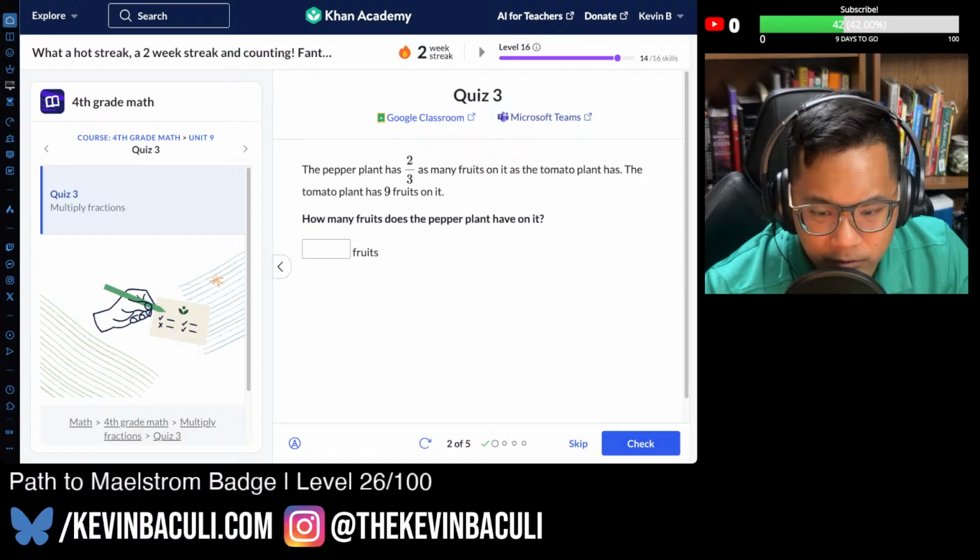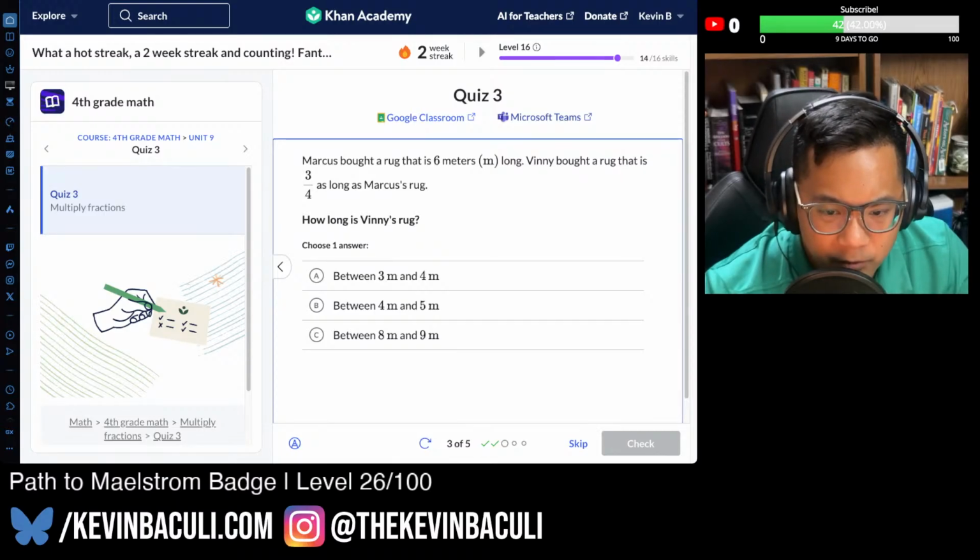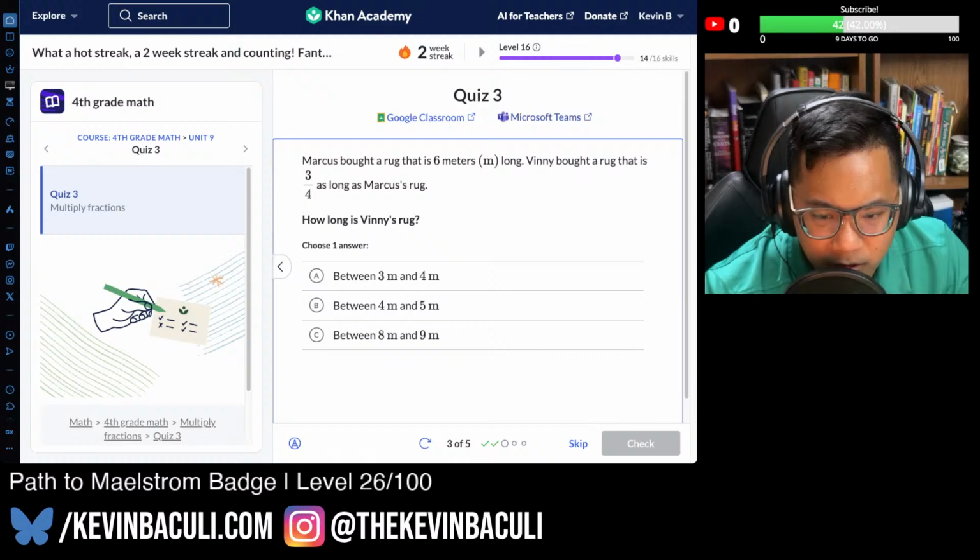Pepper plant has 2/3 as many fruit as tomato plant has. 6. Marcus bought a rug that is 6 meters long. Vinny bought a rug that is 3/4 as long. 6 divided, 18 divided by 4. 4.5.